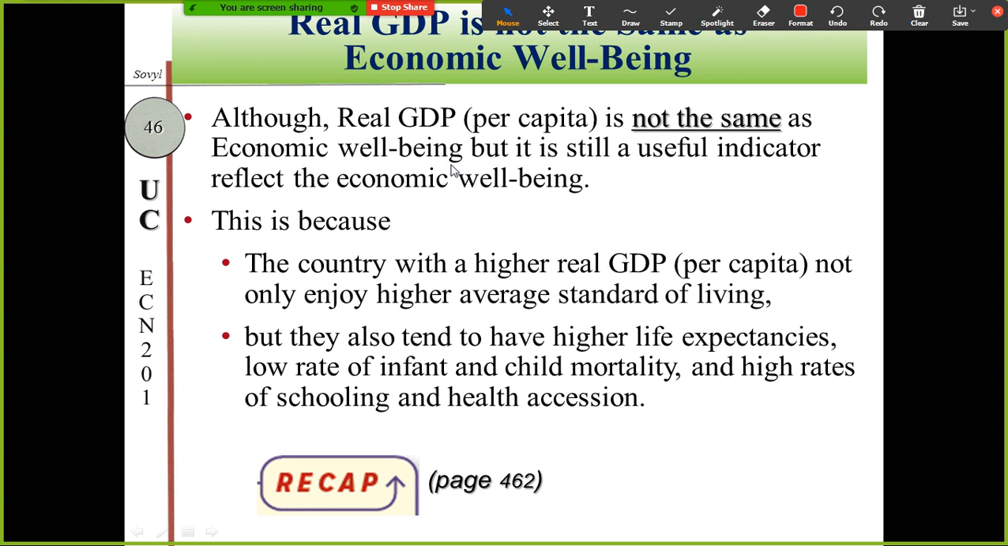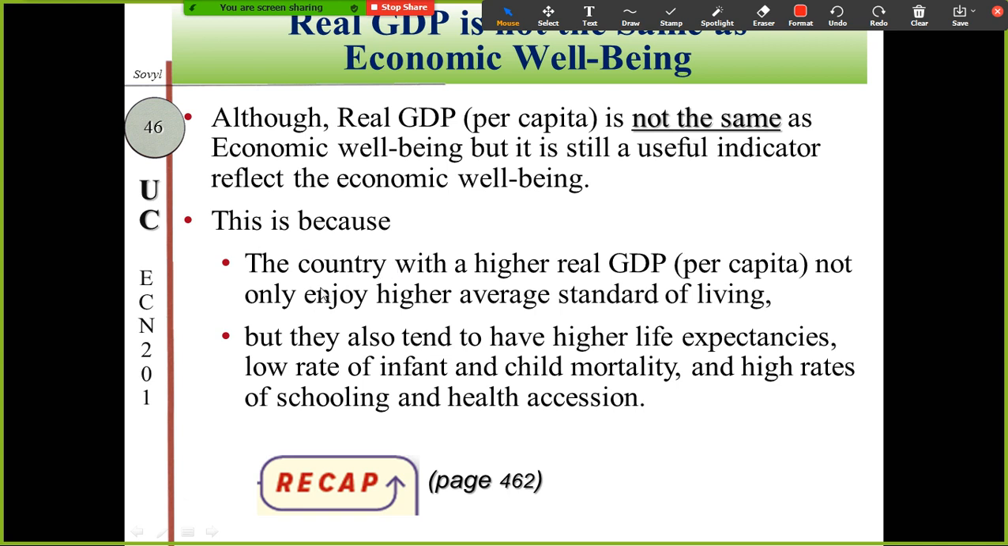This is the last slide for this video, the last slide of this chapter. Although real GDP per person is not the same thing as economic well-being in a country, real GDP per person is still a useful indicator to reflect the economic well-being in that country. It's not perfect, but there is no other measure better than this one. That's why it is still useful in order to present economic well-being in a country.